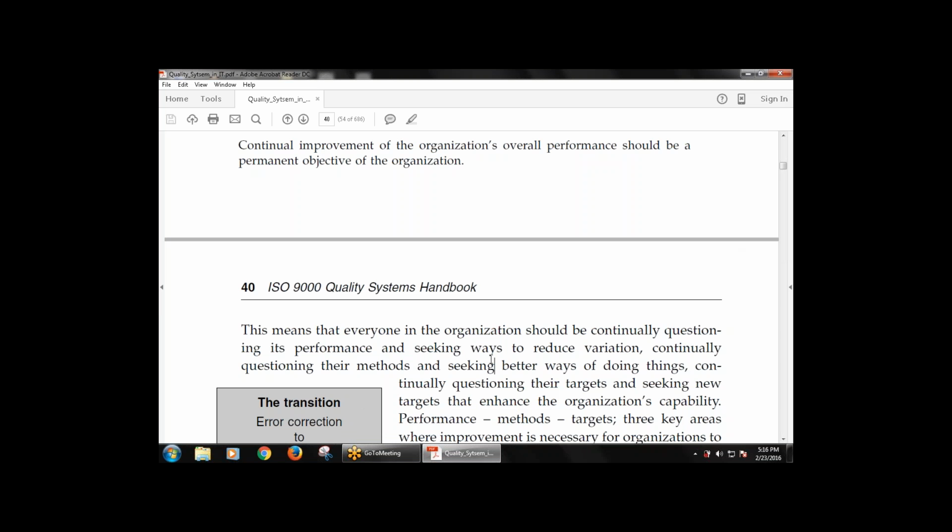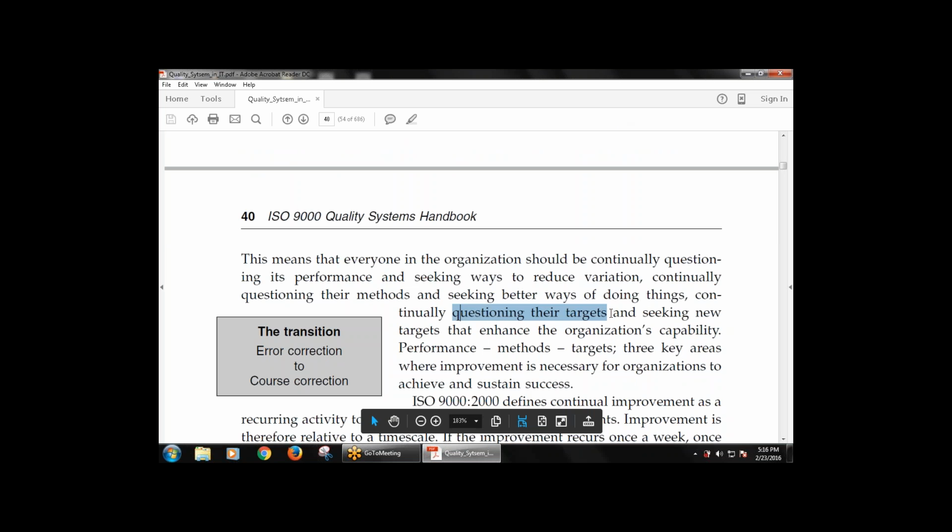So what are the various better ways of doing things? That is the overall performance. So there is a continual improvement in the overall performance. That should be the permanent objective of the organization. And everyone questions their targets and seeks new targets that enhance the capability of the organization, that is, the capability of doing things available in the organization.